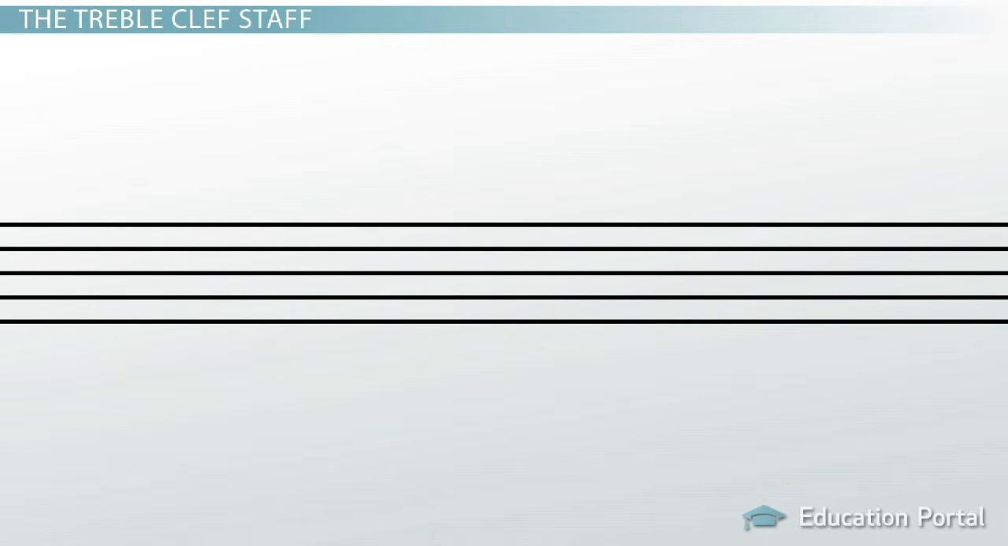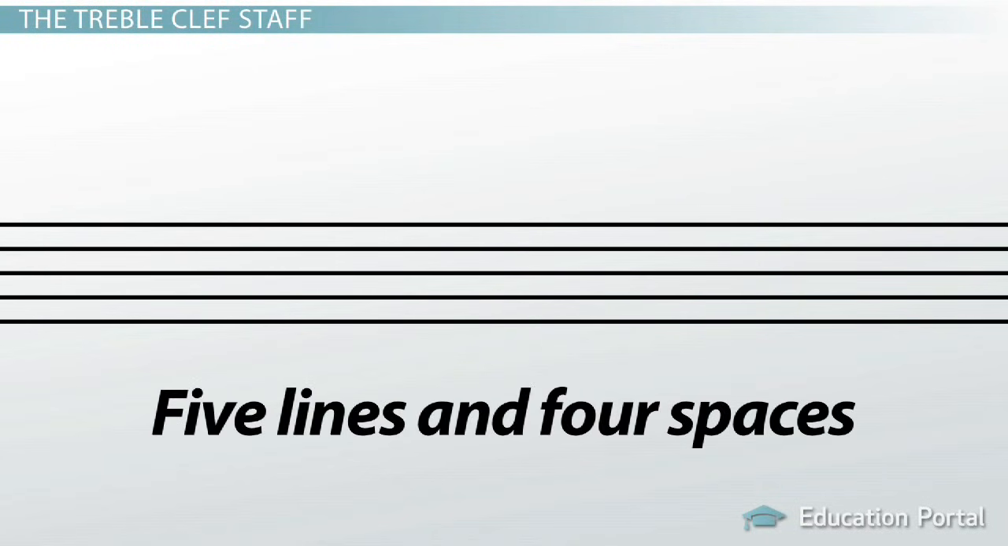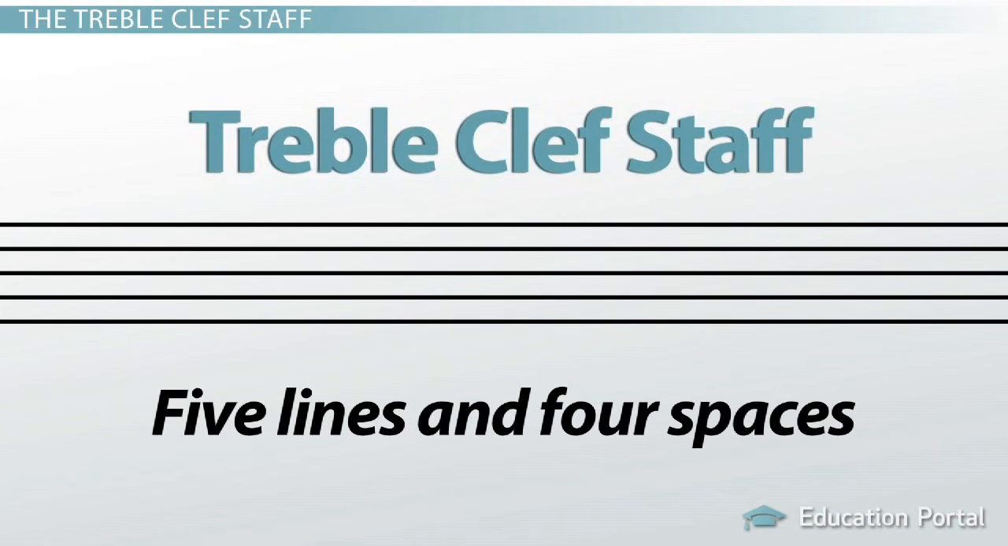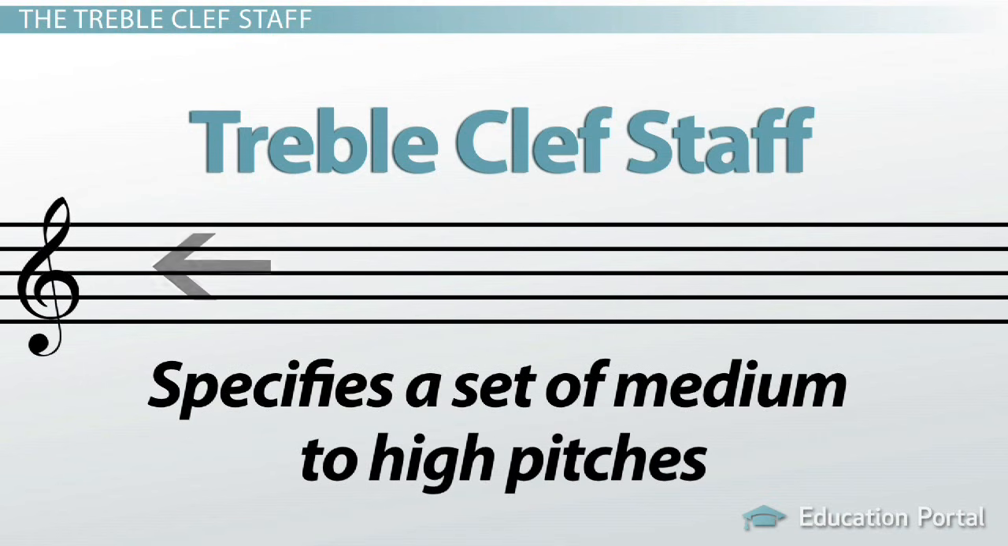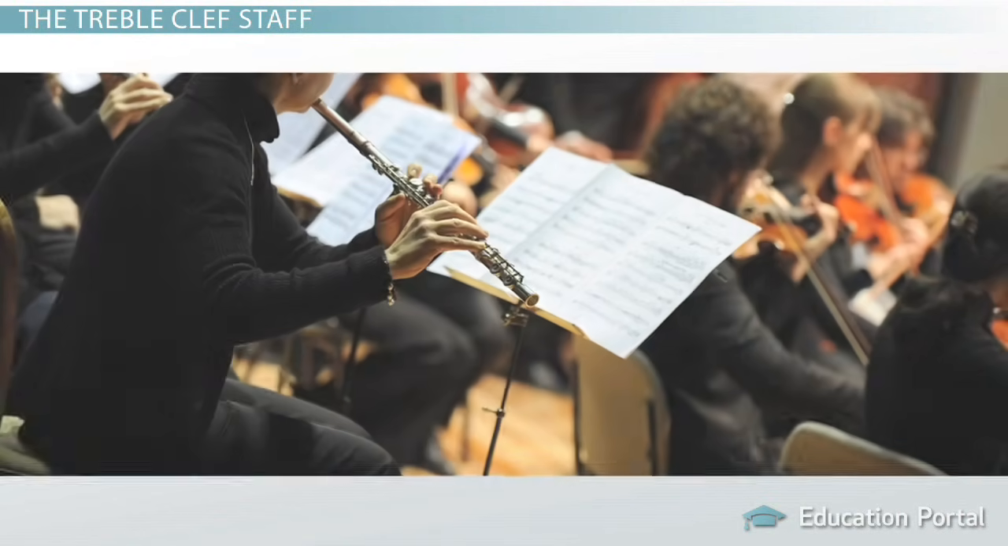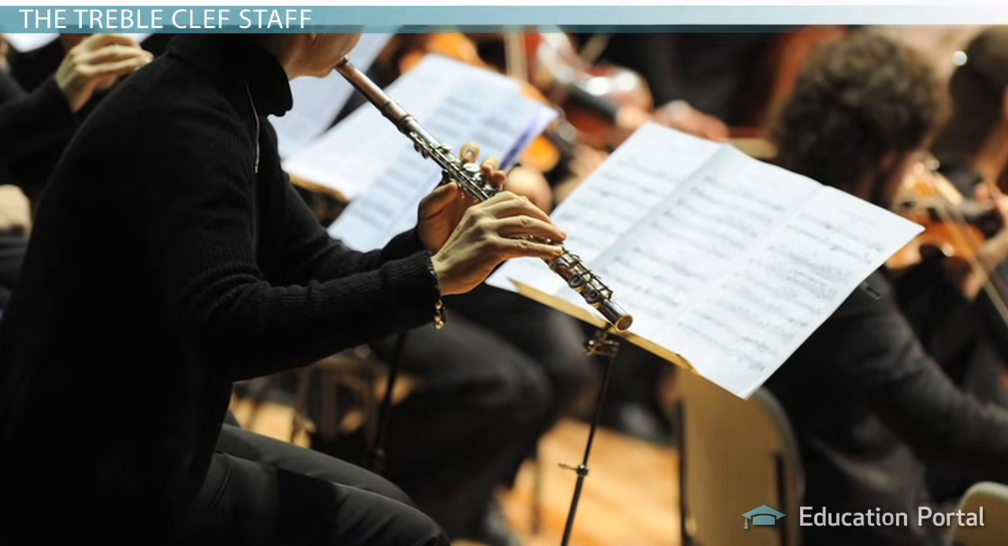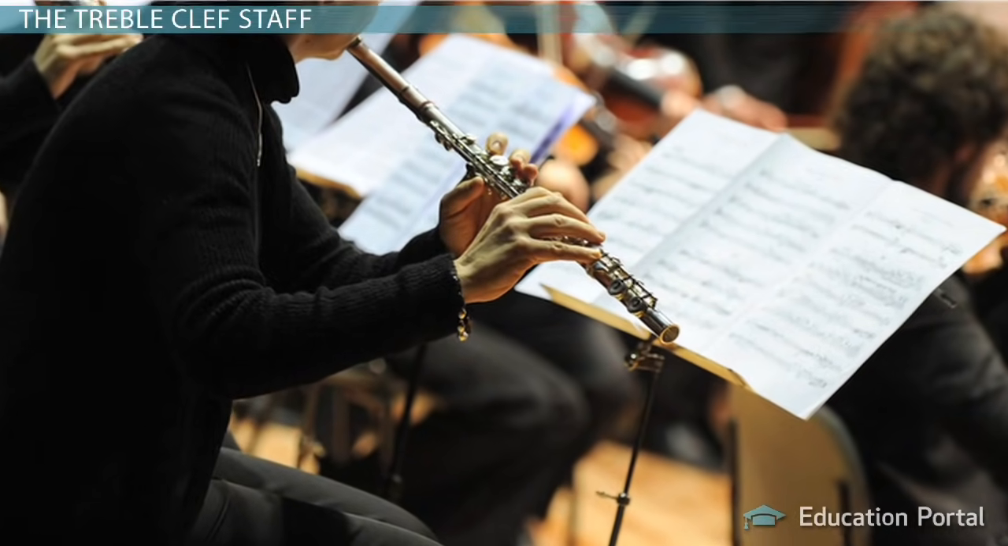The modern staff is made up of 5 lines and 4 spaces, each of which is reserved for a specific pitch. At the beginning of each staff is a symbol which represents a particular set of pitches, either low, medium, or high. For this lesson, we'll be focusing on the treble clef staff, which looks like this. This curly symbol specifies a set of medium to high pitches. Music written on this staff is for instruments that play medium and high pitches, such as violins, flutes, trumpets, and the upper range of the piano.